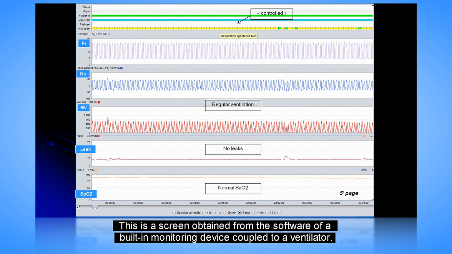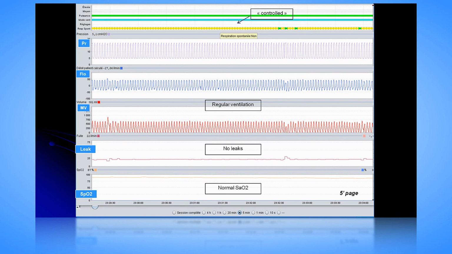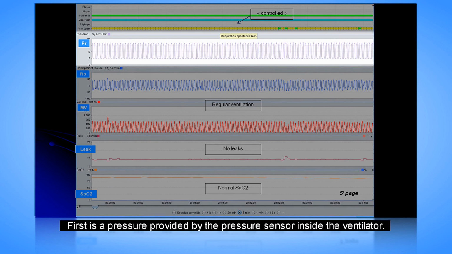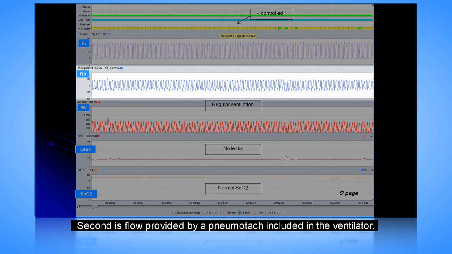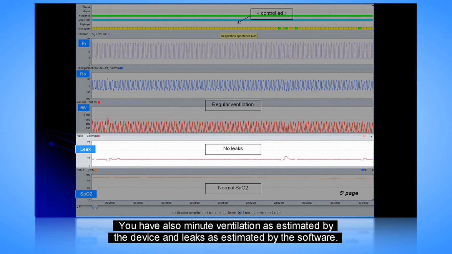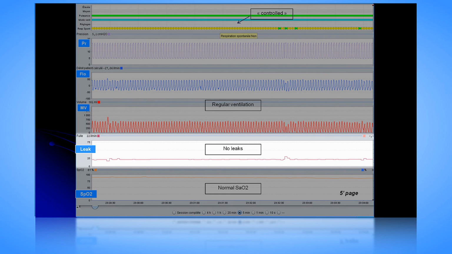This is a screen obtained from the software of a built-in monitoring device coupled to a ventilator. As you can see here, you have several signals provided by the ventilator. First is the pressure provided by the pressure sensor inside the ventilator. Second is flow provided by a pneumotach included in the ventilator. You also have minute ventilation as estimated by the device, and leaks as also estimated by the software.